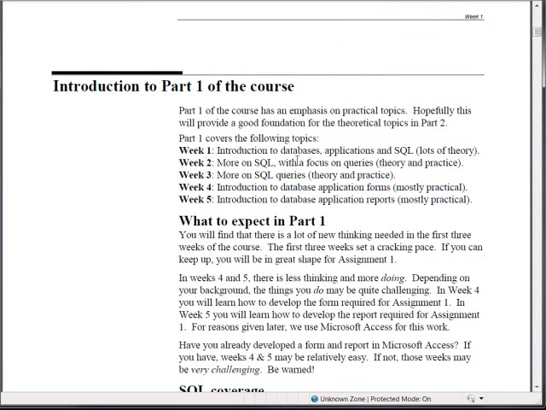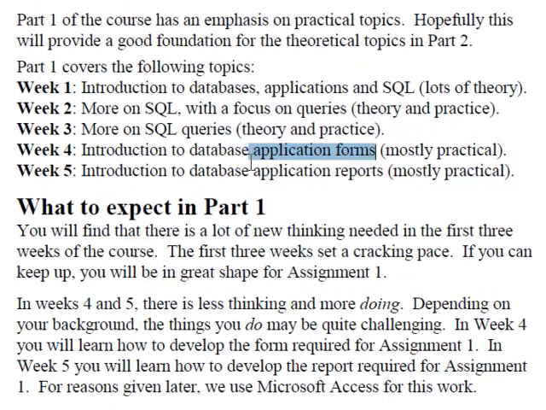So this week, week 1, we introduce you to databases, database applications, database engines, and the language SQL. And you'll learn more about SQL in the following 2 weeks. In the 2 weeks after that, weeks 4 and 5, you'll be able to apply what you've learned about SQL when you're building application objects. So we're going to build some of the objects that appear in database applications. So you'll build an application form for assignment 1 and an application report.